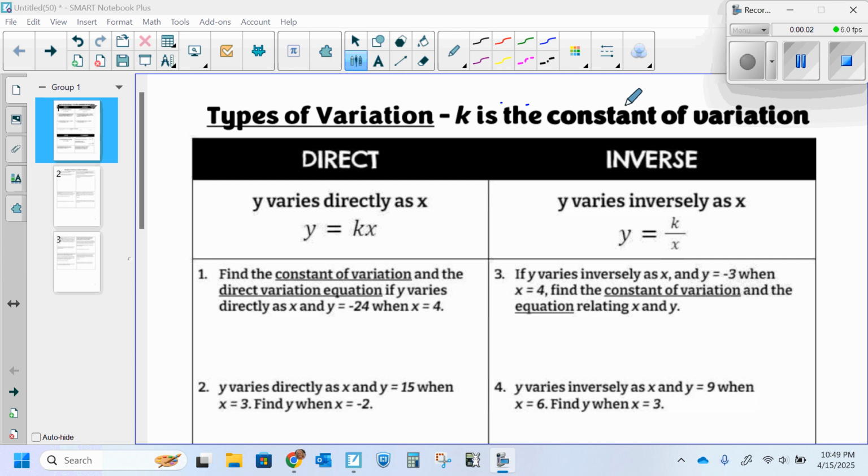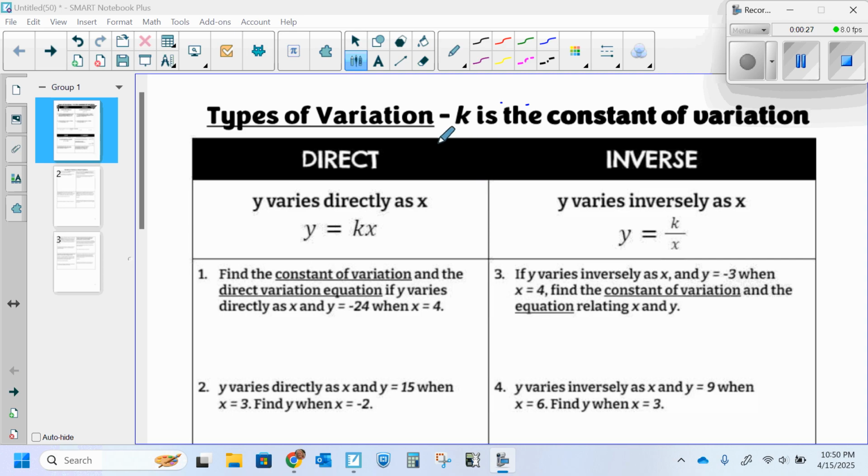Hi, today we are going to be talking about the different types of variation that can be used. Direct variation and inverse variation are two types, and another one is called joint, and there's a fourth one that's called combination, which is just direct and inverse happening at the same time.